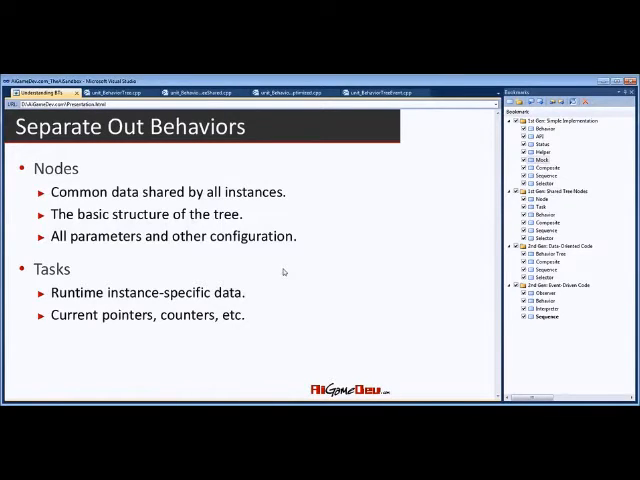So the answer to this is to separate the behaviors into two, and I separate them into nodes and tasks. Nodes basically store the common data for every tree, and that's the basic structure of the tree, and all the parameters and other types of configuration that's shared by everyone. And then the tasks are basically all the runtime specific information like pointers, counters, and other stuff that only depends on the execution of the tree.